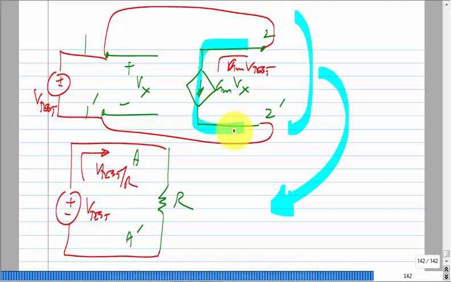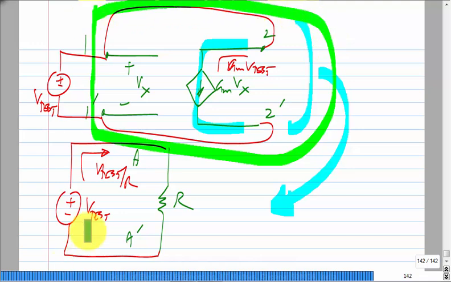Yes or no? So now, if I put this whole thing inside a black box, and expose only these two terminals, what will it look like from the point of those two terminals? It is a resistance of value 1 by Gm. Okay. So if you take a voltage controlled current source and place it in feedback, you will get a resistor.